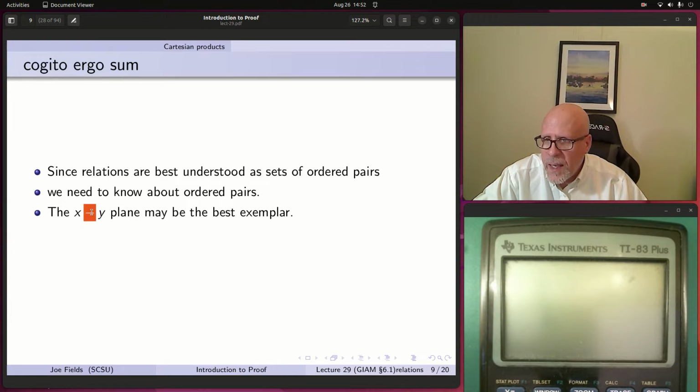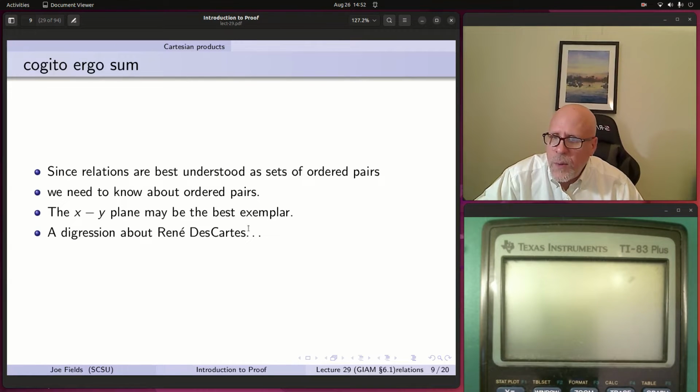Typographic note, that is an M dash right there, not a minus sign. So I'm not talking about the x minus y plane, but the plane that is determined by the x and the y axes. Okay, so we're going to do a little digression about the famous French philosopher and mathematician René Descartes.